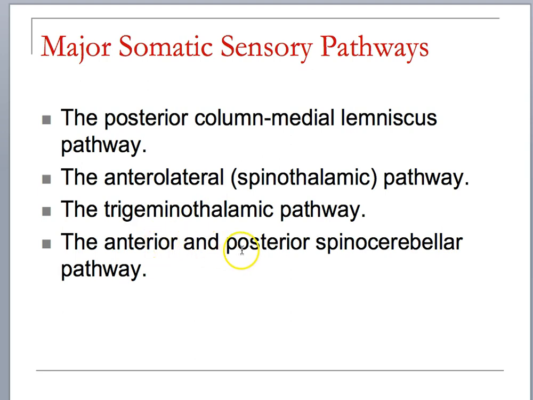As well as anterior and posterior spinocerebellar. Okay, well, cerebellum is balance and coordination. So maybe we might want to think about what that's going to do. Let's go through this.